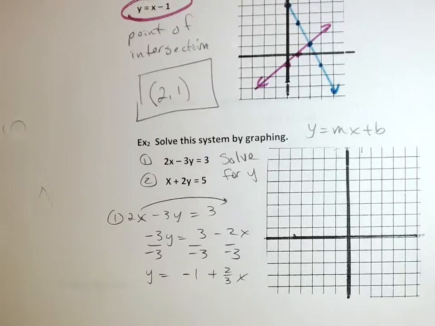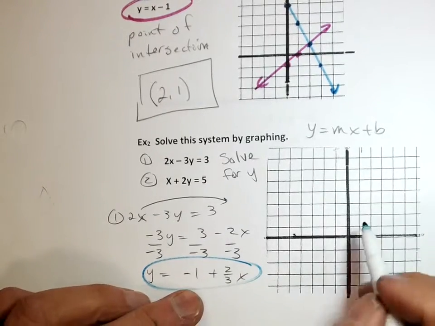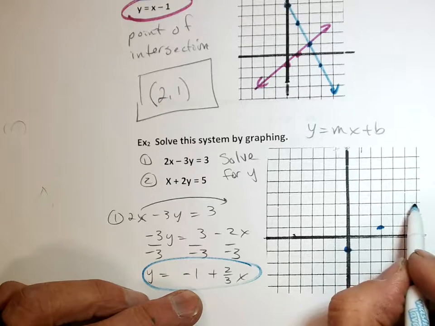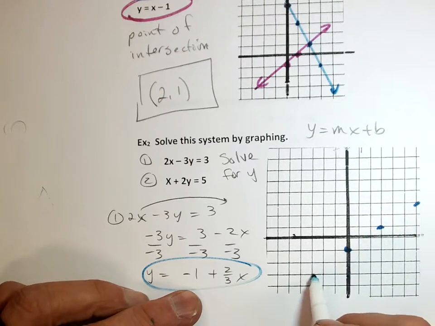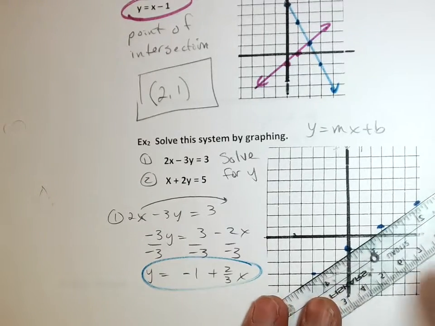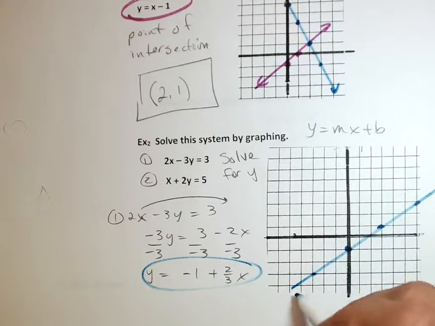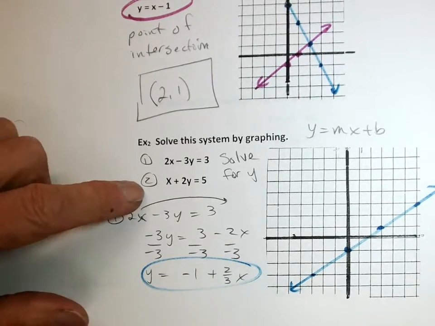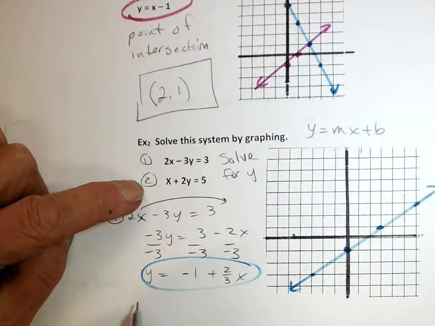So let's graph this one starting at -1, up 2 over 3, up 2 over 3. Graph my line. Okay, I've got graph 1 done. Graph 2, line 2, let's do the same thing. I solve for y. This one could be a little bit easier.